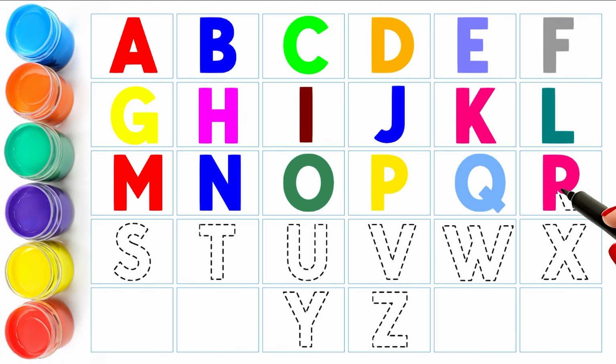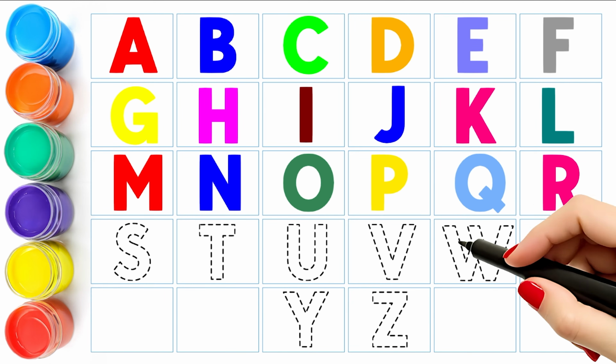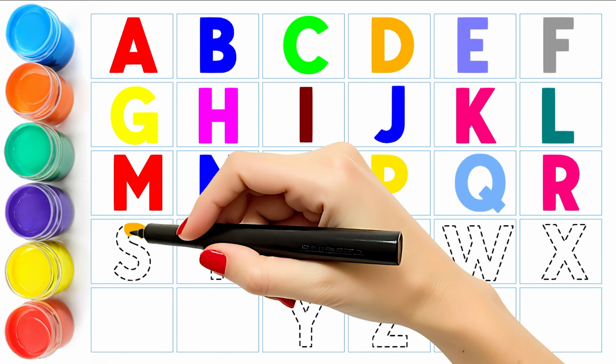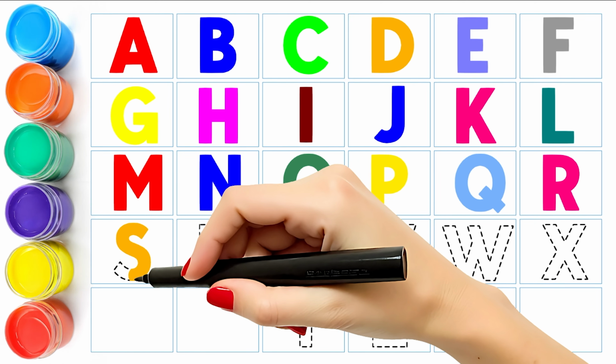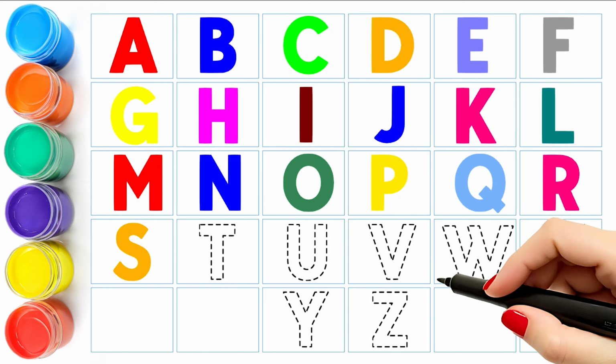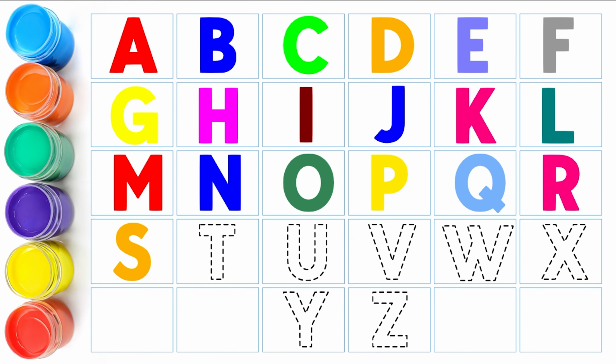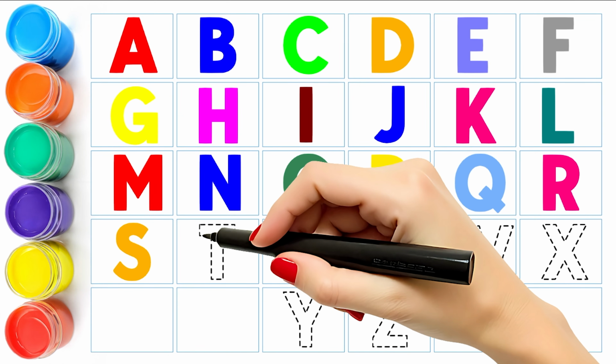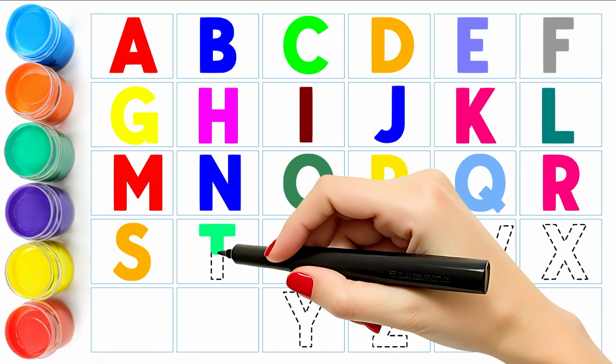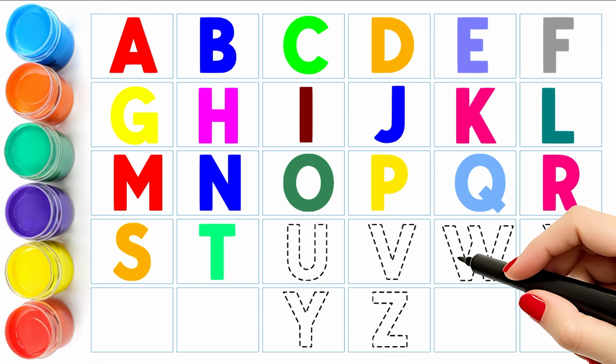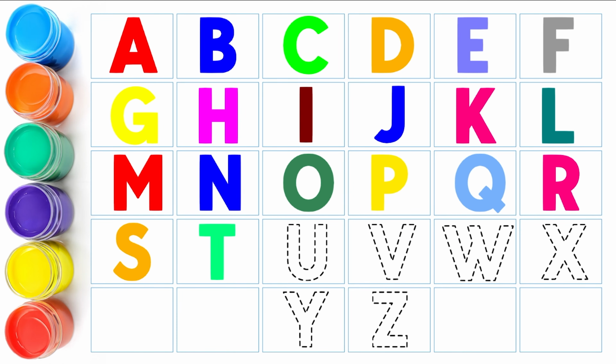R for rabbit. Old Macdonald had a farm, E-I-E-I-O. And on his S for sun. Ducks, E-I-E-I-O. With a here and a there, everywhere. T for tomato. Had a farm, E-I-E-I-O.